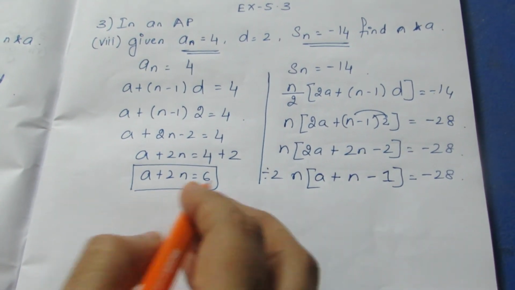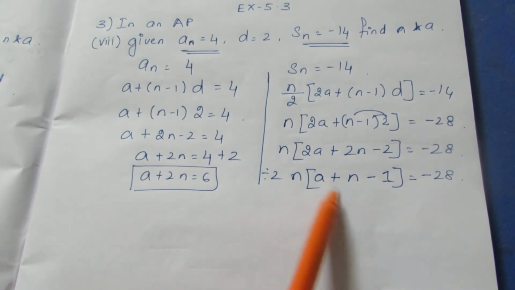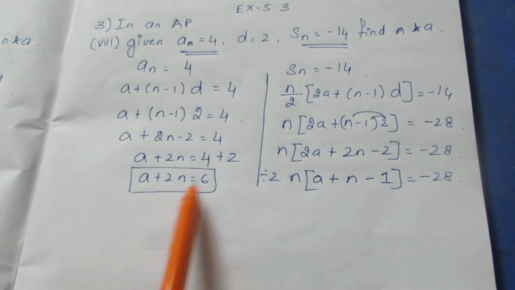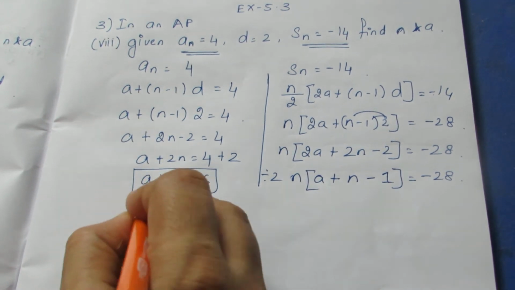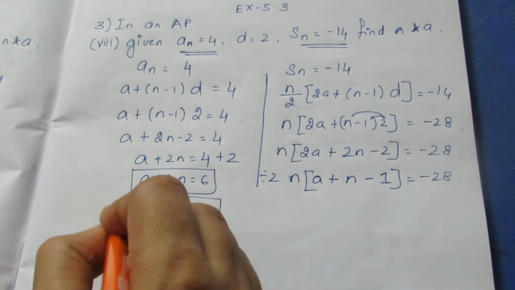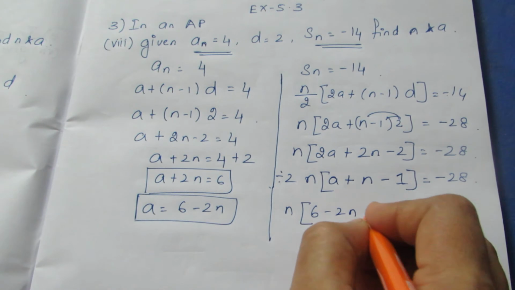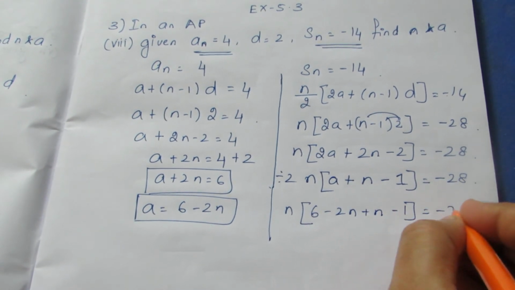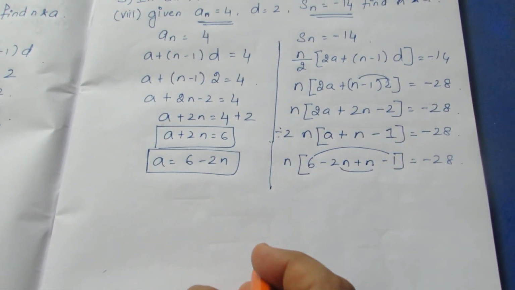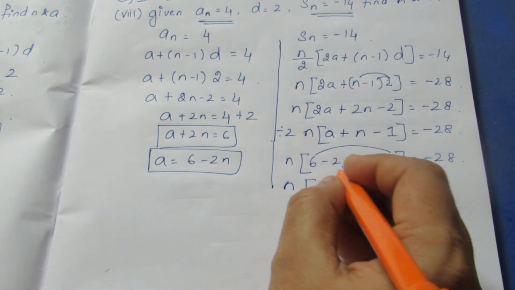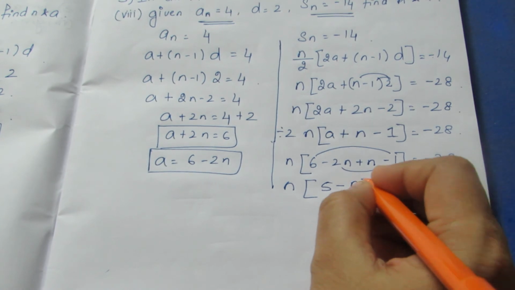Now take a so that I can substitute it here, because here it is a plus 2n. We can't substitute the value directly, so I am going to use the substitution method. For that I take a from this equation: a is equal to 6 minus 2n. Substitute the value of a over here. n into 6 minus 2n plus n minus 1 is equal to minus 28. Here you can solve this 2 and you can also solve this 2. Here it becomes 5 minus n is equal to minus 28.